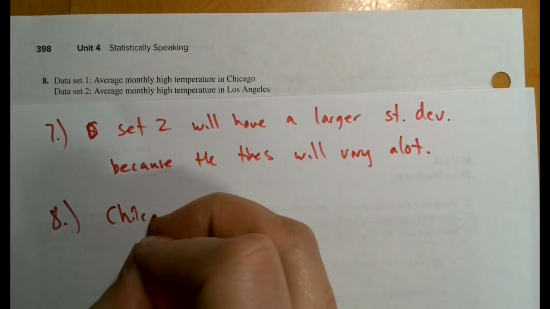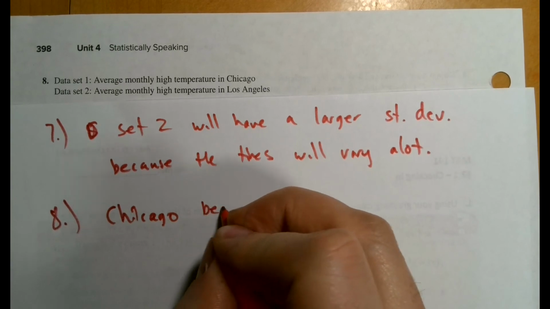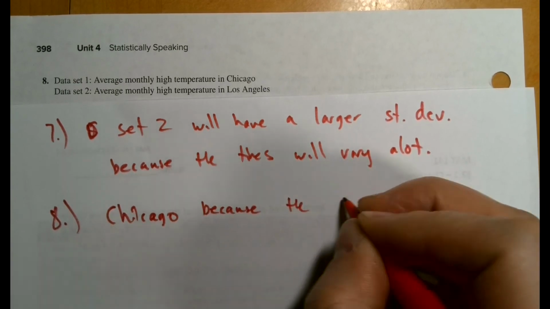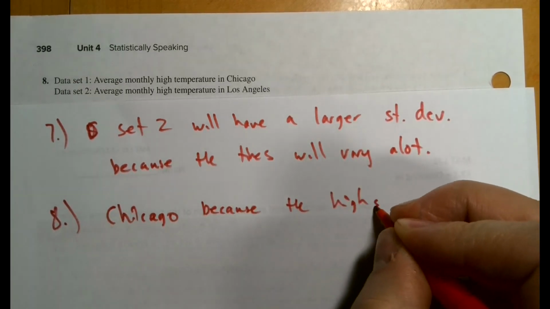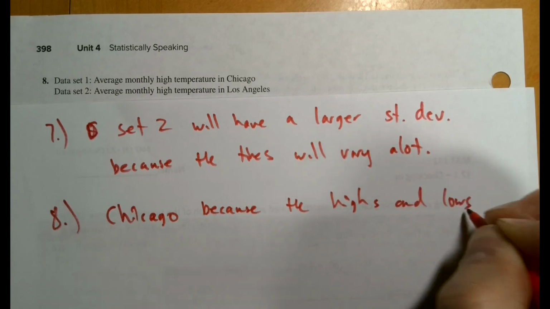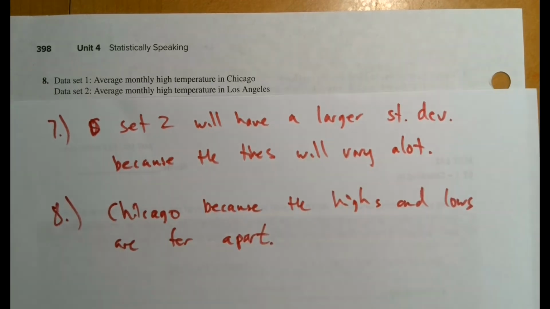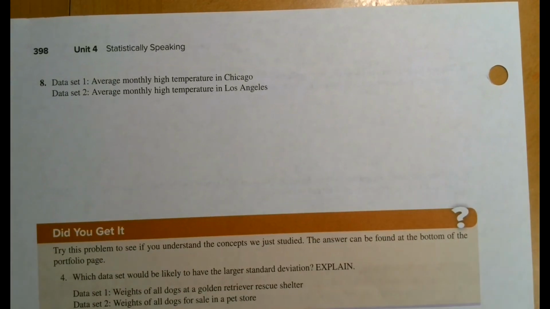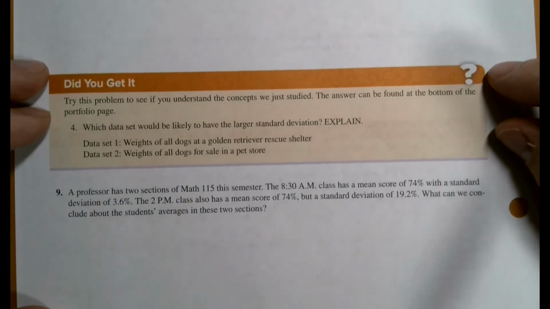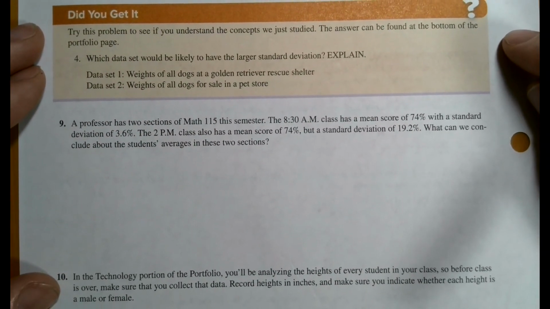So Chicago, because the highs and lows are far apart. Okay, hopefully you're getting this basic concept of what standard deviation means. Let's do one more general conceptual problem. Let's look at number 9.